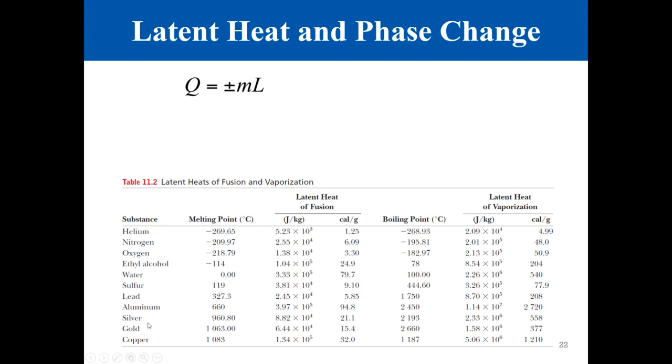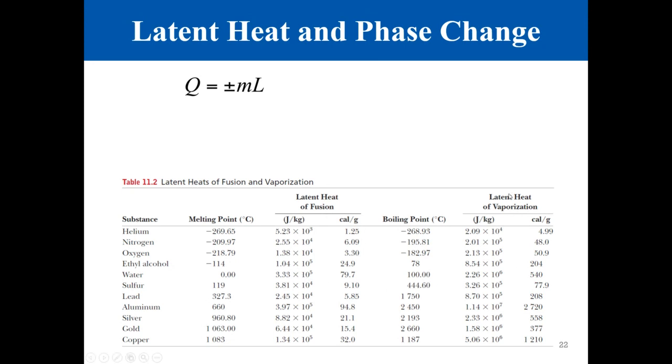For water, the melting point is 0 degrees Celsius, so it melts down, it changes from solid ice into liquid water at 0 degrees Celsius. The latent heat is 3.33 by 10 to the power 5. This means to melt down 1 kilogram of ice, you will need 3.33 by 10 to the power 5 joules of energy. This is the meaning of latent heat.